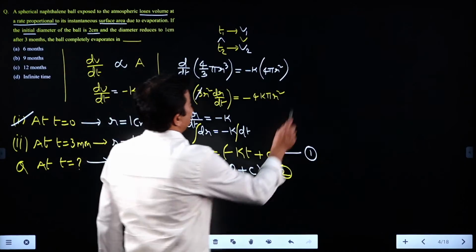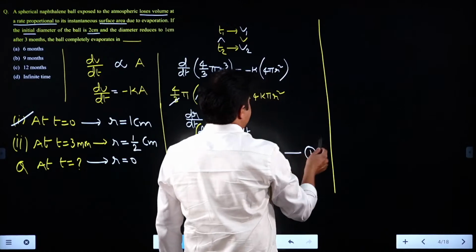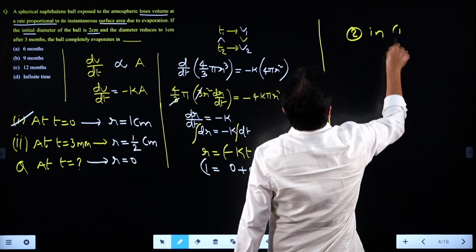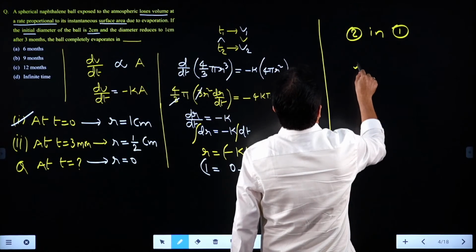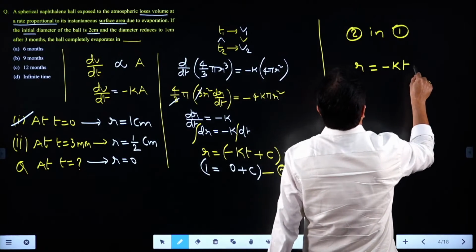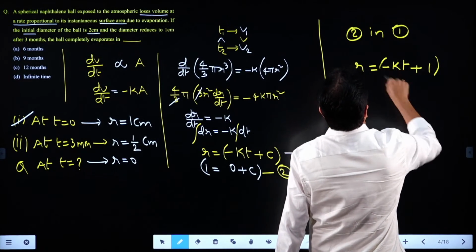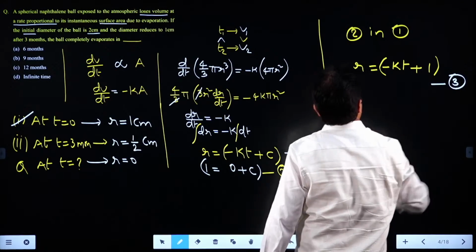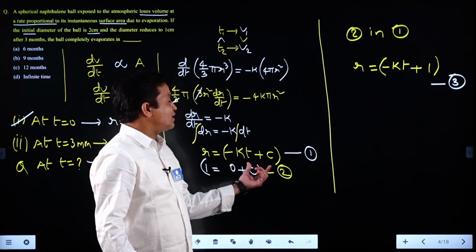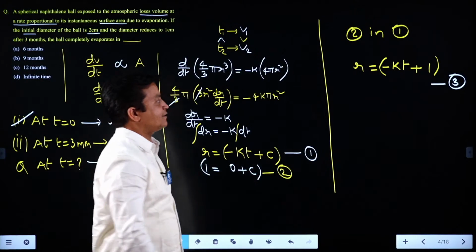So, immediately substitute 2 in 1. That means r equal to minus kt plus c value 1. This I am calling 3. So, using the first condition, we are getting one constant value c here.